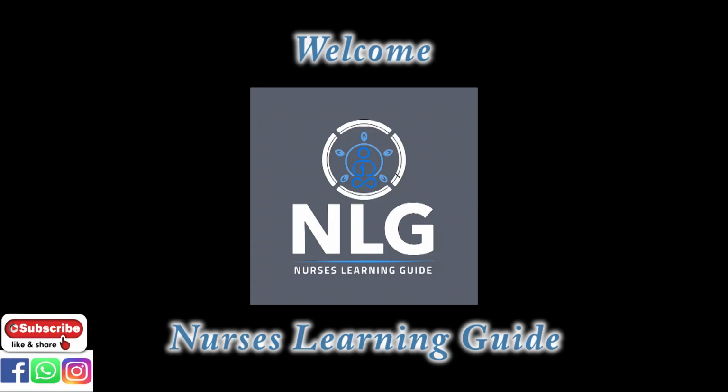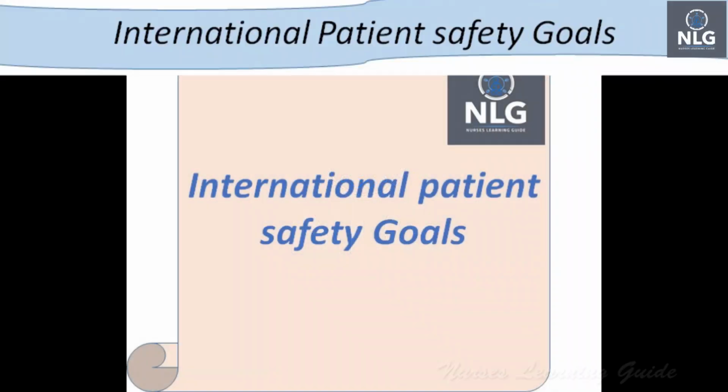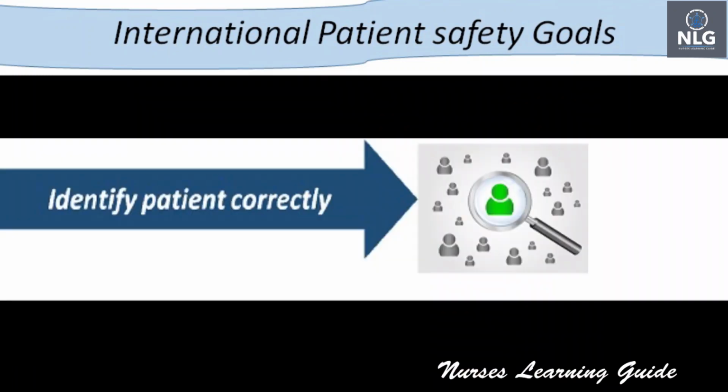Today we're going to discuss international patient safety goals. We have 6 goals. Let's see one by one. This has an important role in patient care. The first one is identify patient correctly.